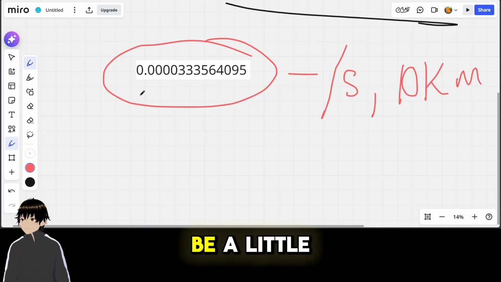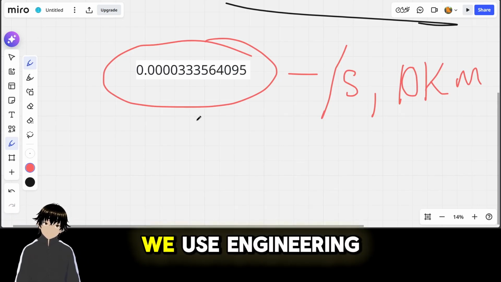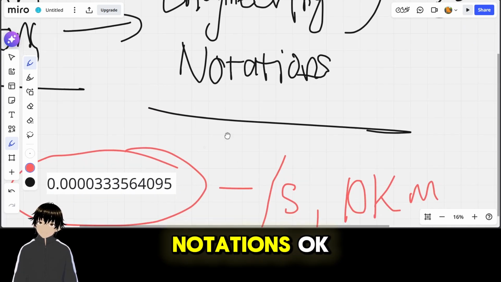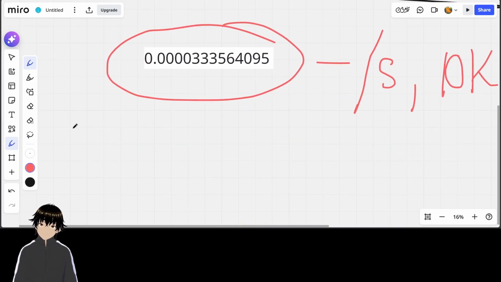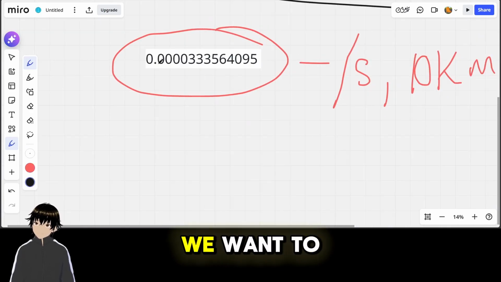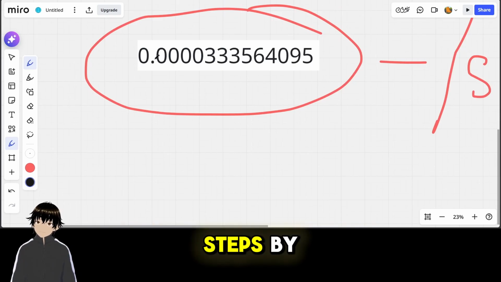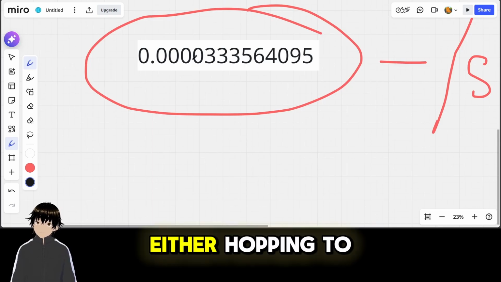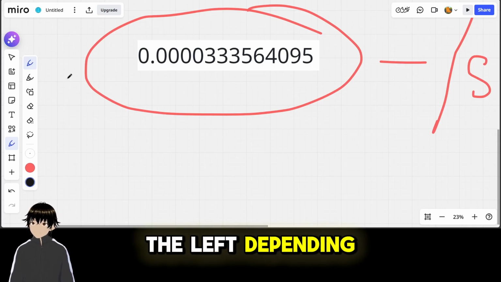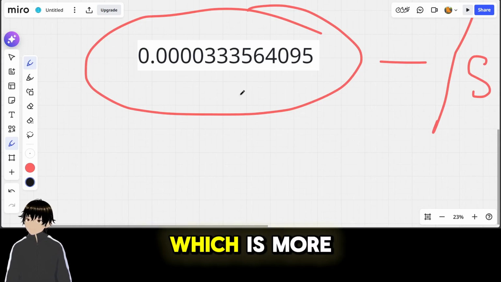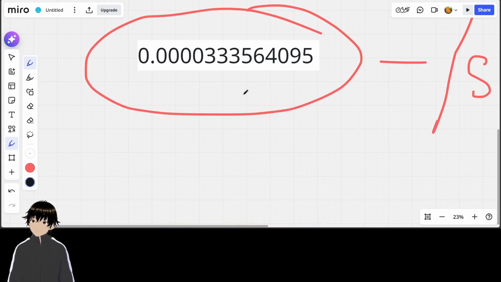So, in order for us to be a little bit more convenient, we use engineering notations in electrical engineering. So what we want to do is take incremental steps by either hopping to the right or hopping to the left, depending on which is more fitting for the problem at hand.